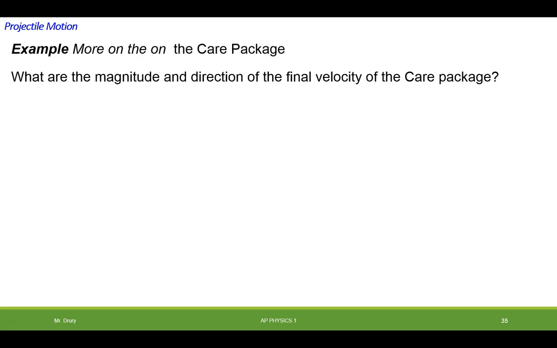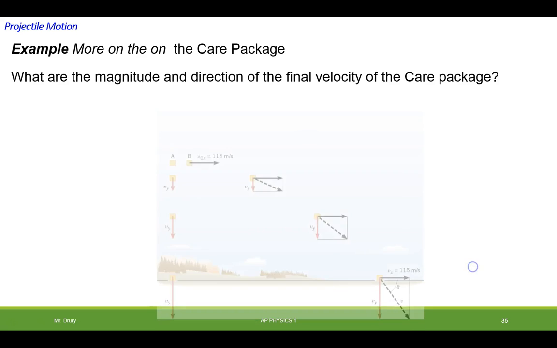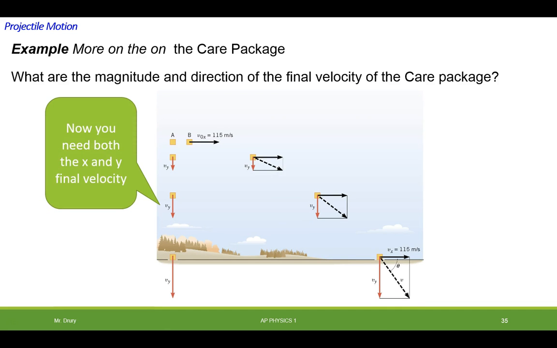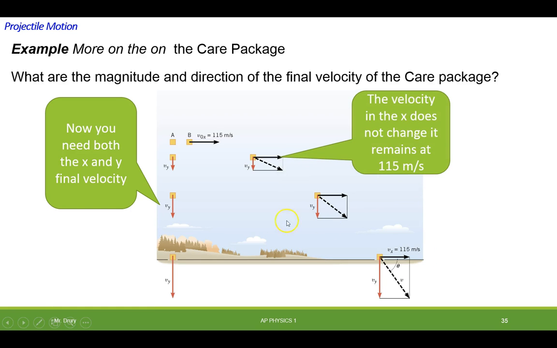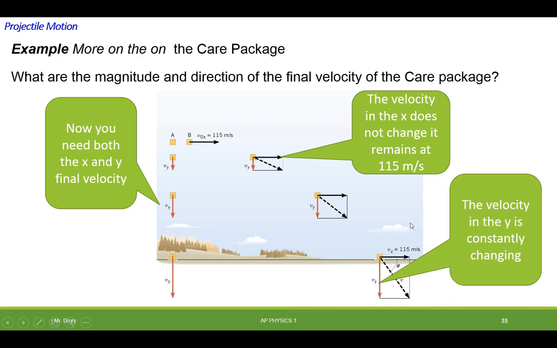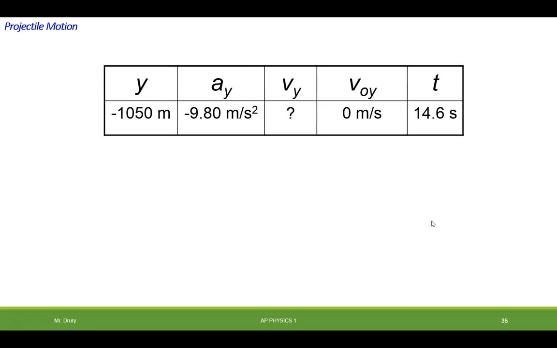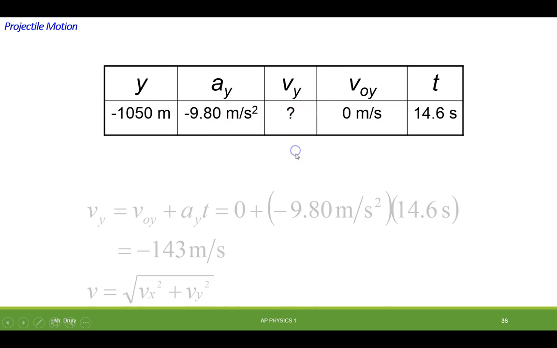What are the magnitudes and directions of the final velocity of the same care package? Well, now we need to know both the x and the y final velocities. The x is not going to change. It stays 115 the whole time. But the y is constantly going to be changing. So what we need to do now is determine what the y velocity is. And we'll use our kinematic equations. Use the information we obtained from the previous problem. We need to find this final velocity.